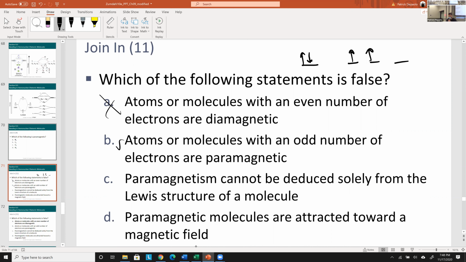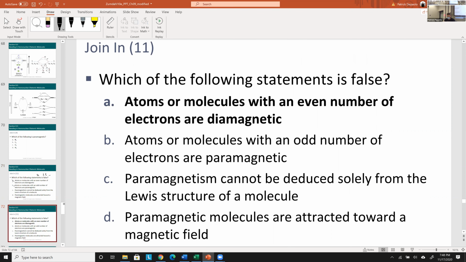So paramagnetic molecules are attracted towards a magnetic field. Yeah, that's just the definition of them, because they're unpaired, so they have a pole. Okay, cool.